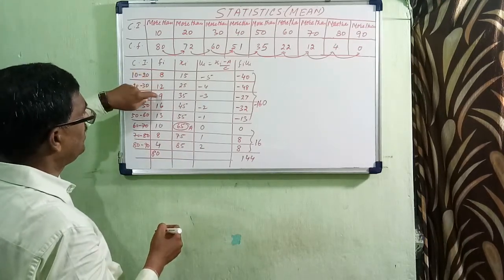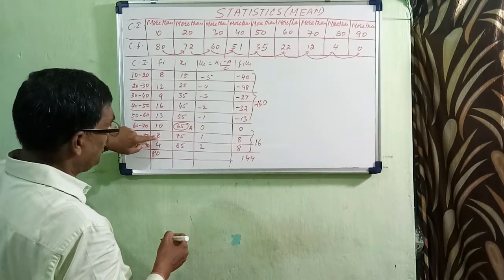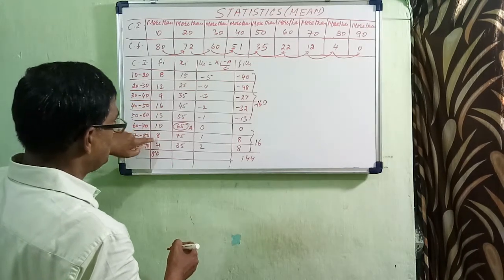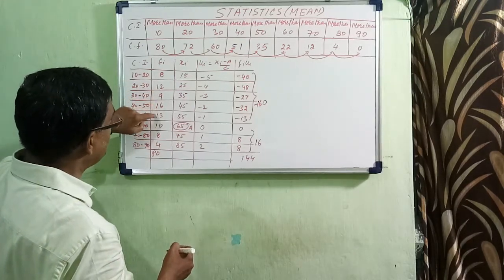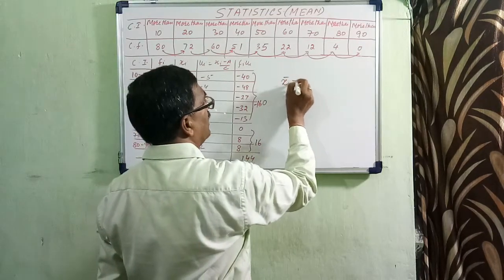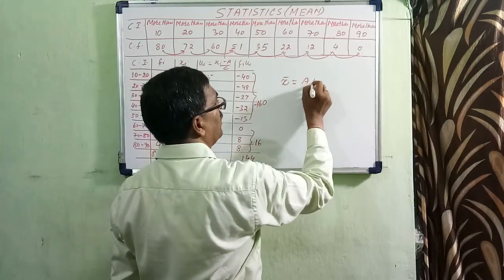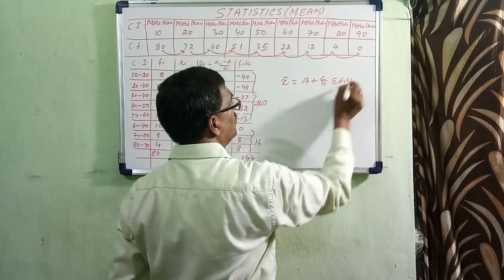8 to 10, 19, 19 and 6, 25, 28, 28 and 8, 36, 36 and 4, 44 in hand. And then you can write x bar is equal to A plus C by N sigma Fi Ui.